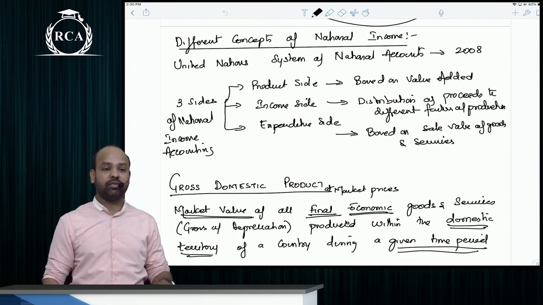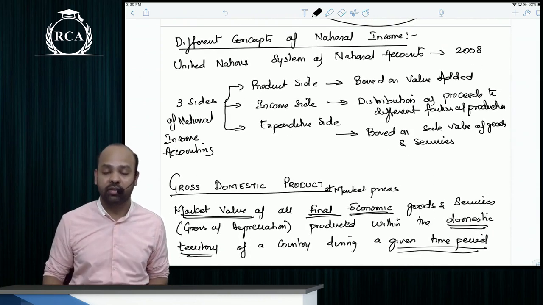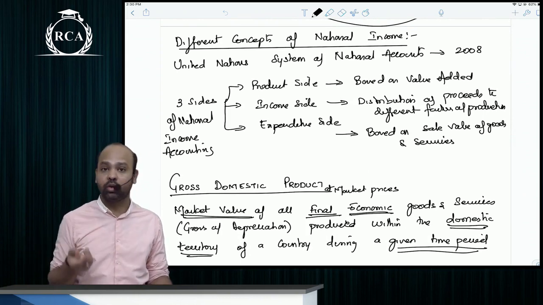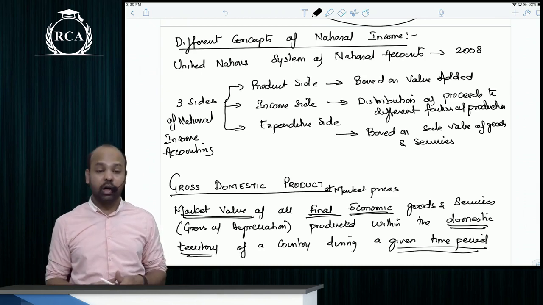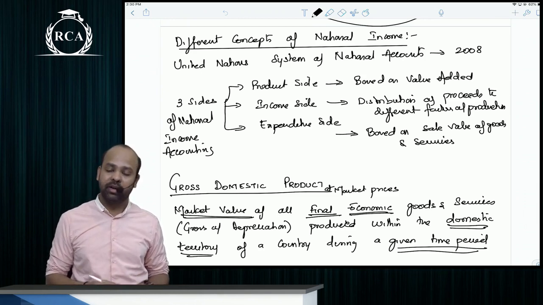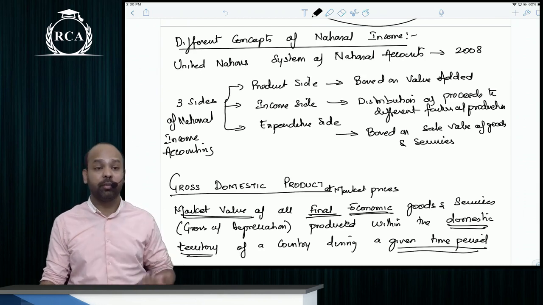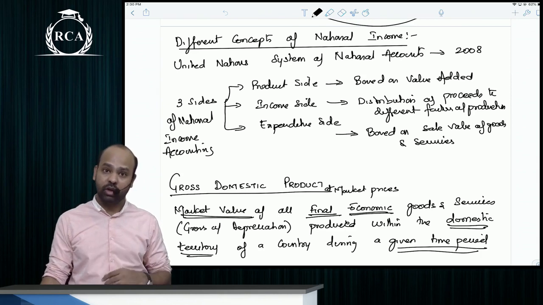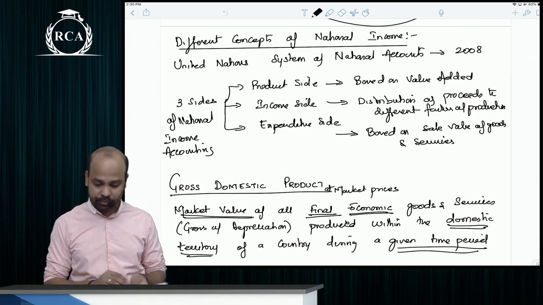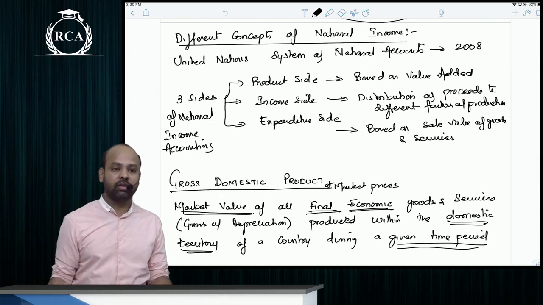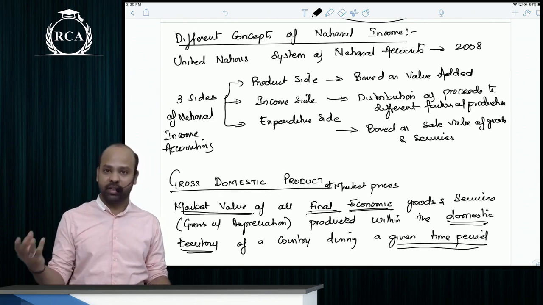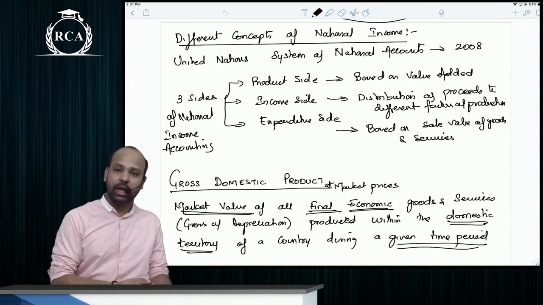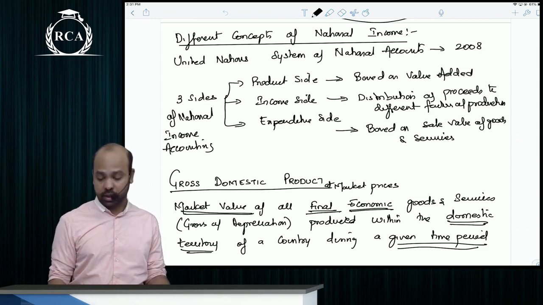Now different concepts of national income, guys. I told you that we have the United Nations system of national accounts that has given us a guideline as to how to measure national income. Like how we have accounting for corporates, for companies, that measures the performance of companies in the form of profits, assets, ratios, like that, we also have national income concepts. Perfect sir. There are 3 sides of national income accounting: product side, income side, and expenditure side. We have learned about value added method, income method, and expenditure method, guys.